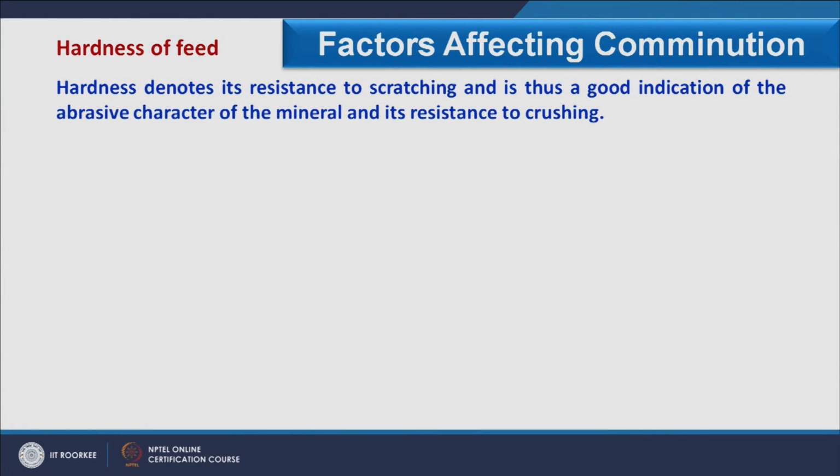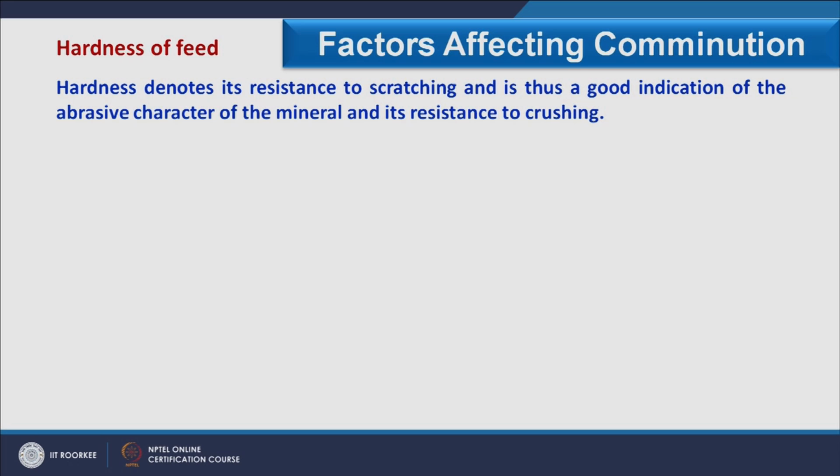The first one is the hardness of the feed. Now, what is hardness? That you can understand. The hardness denotes its resistance to scratching and is thus a good indication of the abrasive character of the mineral and its resistance to crushing. So, usually we consider that when material is very hard, we need more and more energy, more and more power to crush it.